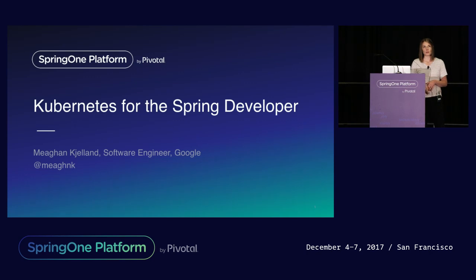So I started on this team about a year ago when the team started, and since then I've learned a lot about Kubernetes. And in my previous job, I worked with a Spring web app, so I thought I would talk a little bit about how you as a Spring developer could use Kubernetes. And I'm mostly going to focus on how Kubernetes works, and then I'll do a demo showing a Spring Boot application deployed on Kubernetes.